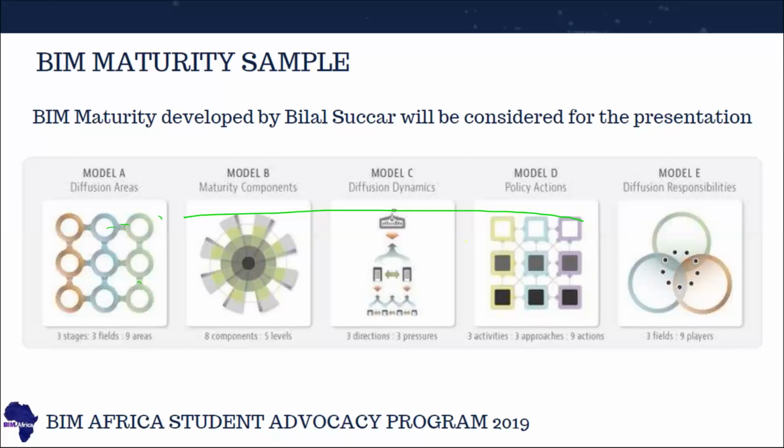So I would not go into too much detail, but I'll make sure that you have something to understand from each model. Sorry, I have a cold.